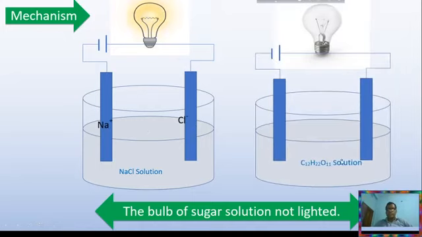On the other hand, sugar is a covalent compound. It has no positive or negative charge. That's why this solution is unable to conduct electricity. I think you have understood the mechanism of how the sodium chloride solution produces electricity and the sugar solution does not produce electricity.